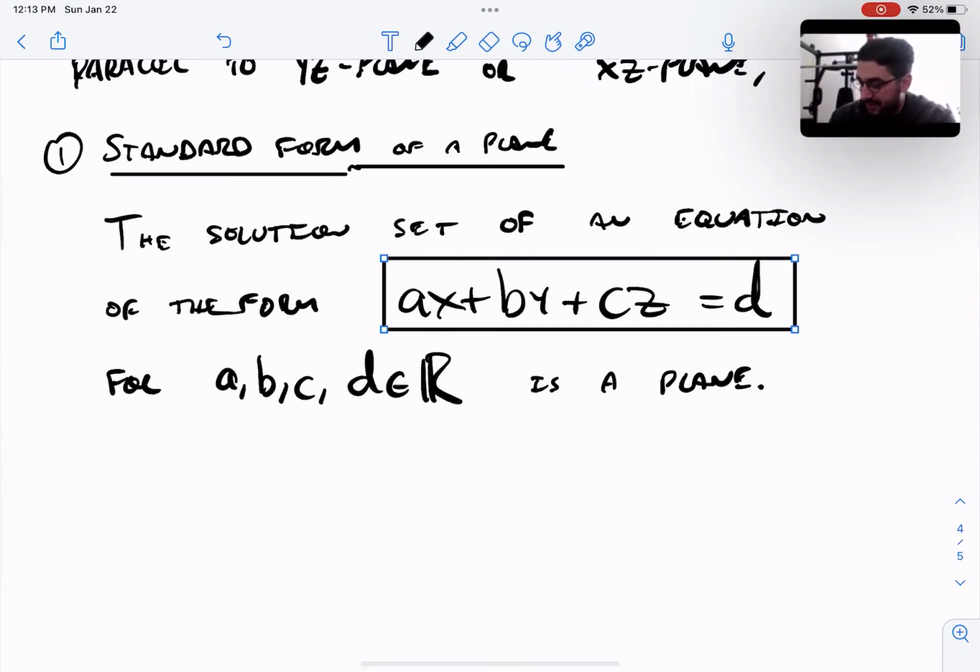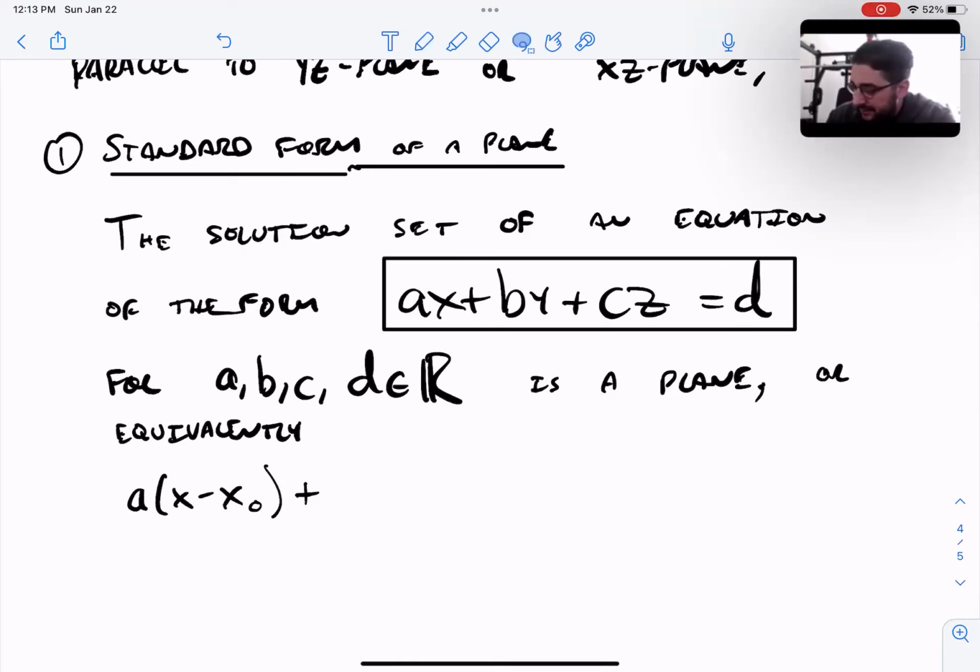So this is one way to write the standard form of a plane. There's another way to represent this, though, another form that's sometimes a little more convenient.